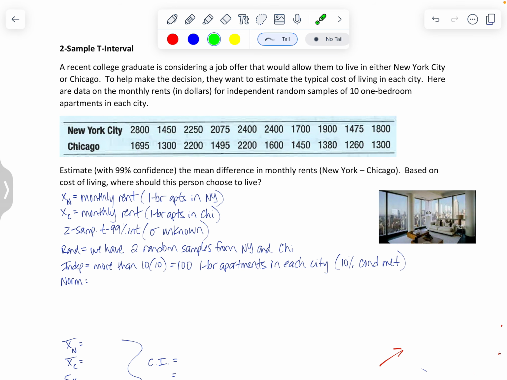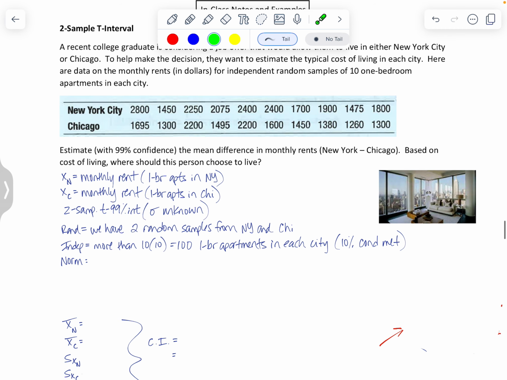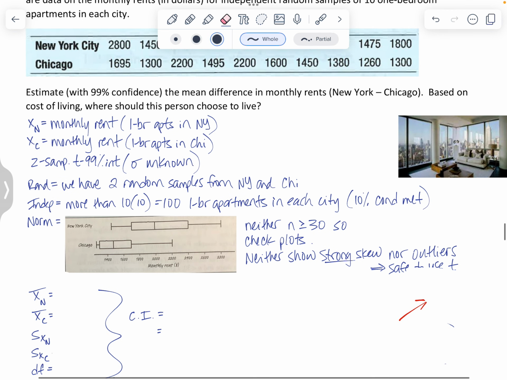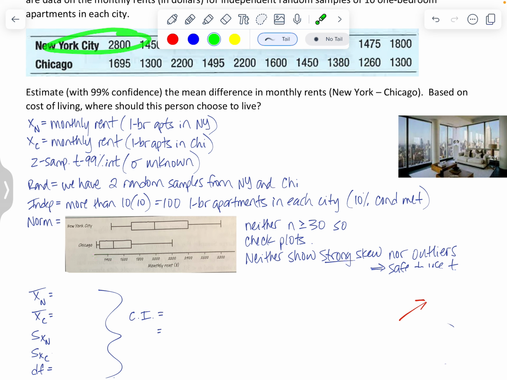Dang it, we have to sketch a dot plot of these things, okay? This is Option 3 for the normal condition. For this problem, I'm just going to give you the box plots, but you could also very easily do a dot plot. All you do is label your x-axis and put 10 dots for the 10 apartments in New York City, and 10 dots for the 10 apartments in Chicago, and you are just checking for two things. Does it look strongly skewed, or do you see any outliers?